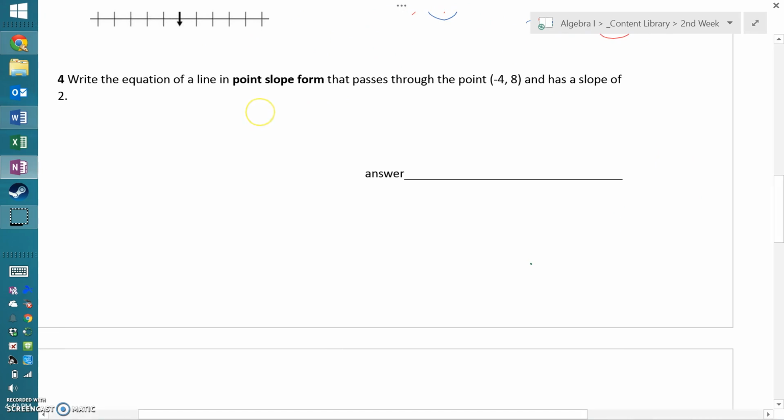Writing equation in point slope form. Now this, I'm going to give you the point slope form, and I'm going to write out the whole thing right now just so you can see what that whole point slope form is.